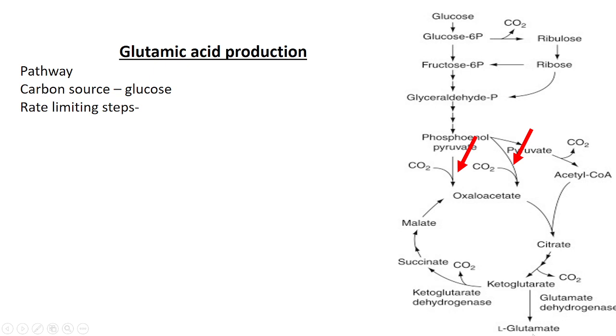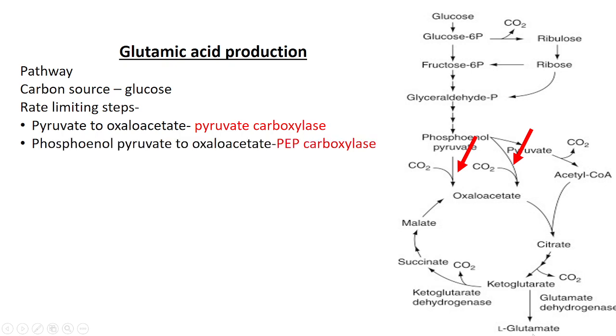If this reaction is limited or inhibited, the glutamic acid production is stopped. So these two steps, the first step, that is pyruvate to oxaloacetate conversion by pyruvate carboxylase, and phosphoenol pyruvate to oxaloacetate conversion by phosphoenol pyruvate carboxylase, both these steps require biotin.